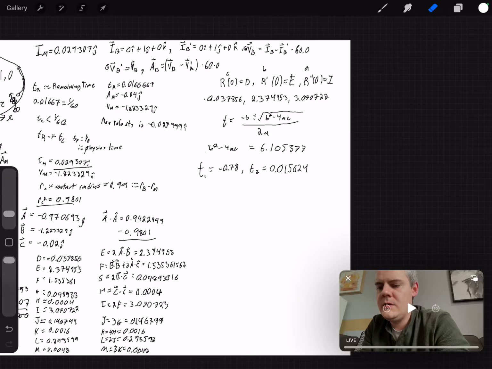And inside the square root is b squared. What's b? 2.37453 squared plus 4 times 3.070722 times 0.037856. Error. Oh, I forgot to put the... How did I forget that? Did I just run out of room in my input? No, I got it. Great. Awesome.